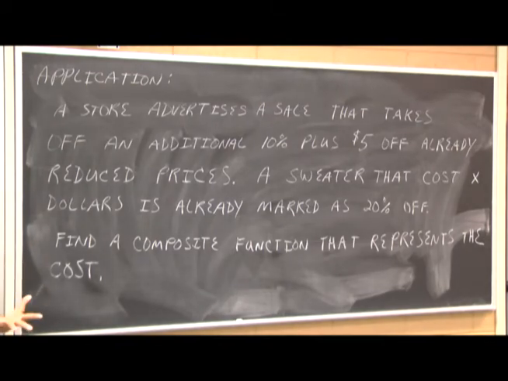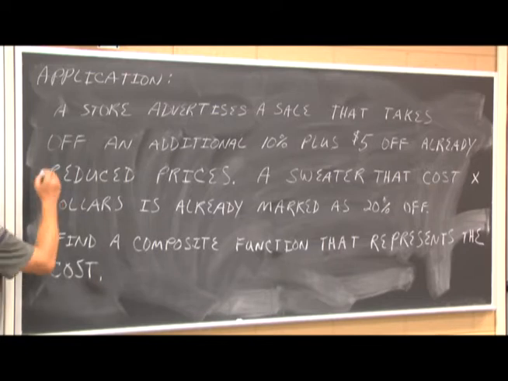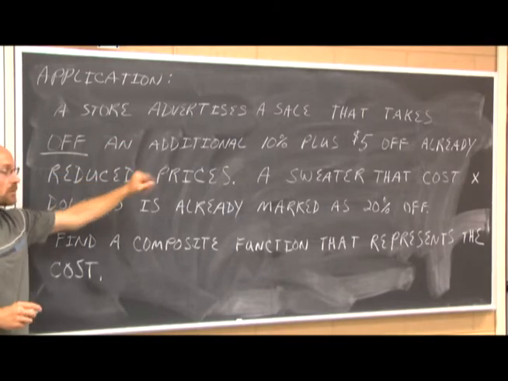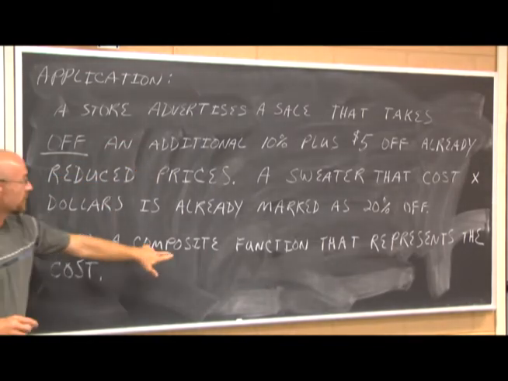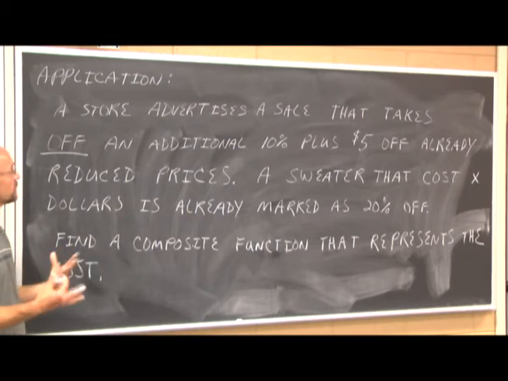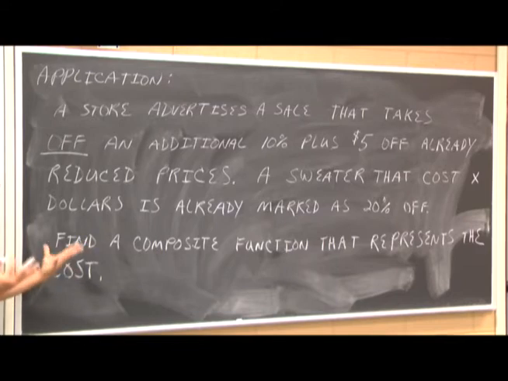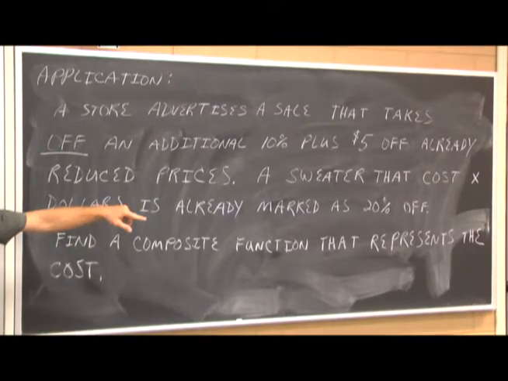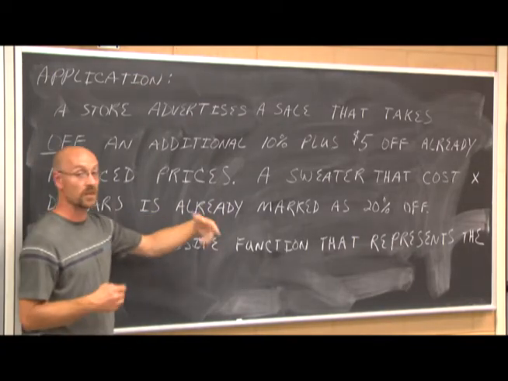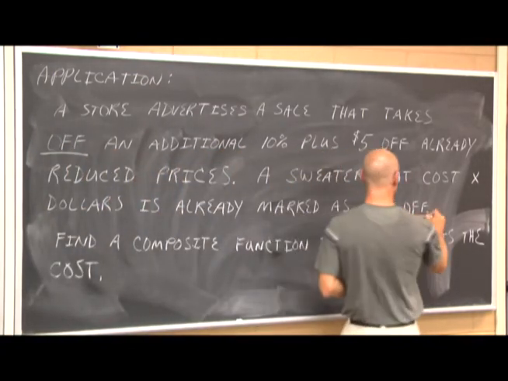Now, as we read the problem for the first time, let's make sure we understand the terminology. If we're talking about taking something off, we're talking about the discount. That's how much we're not going to pay. But we want to find the cost, so we want to find out how much we're going to pay. Sometimes when we read it, just assess it: what am I looking for? And then the next statement says a sweater that costs x dollars is already marked as 20% off. Again, we have a discount.